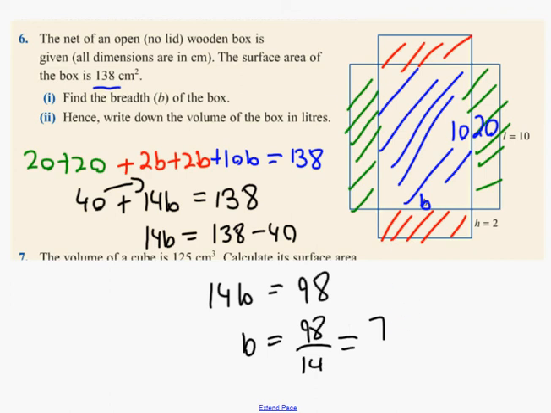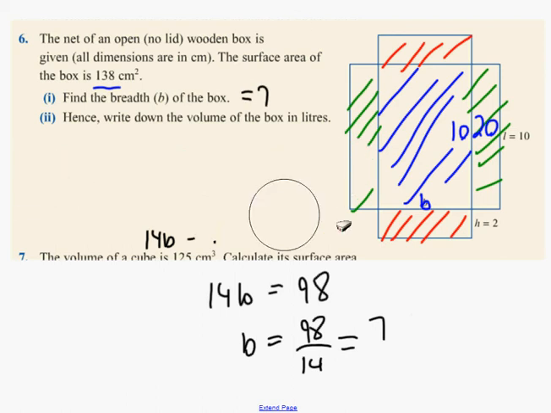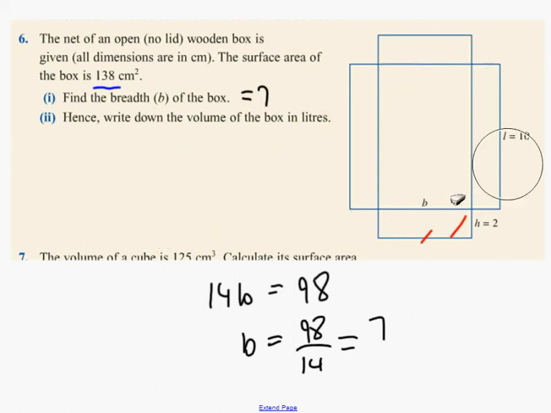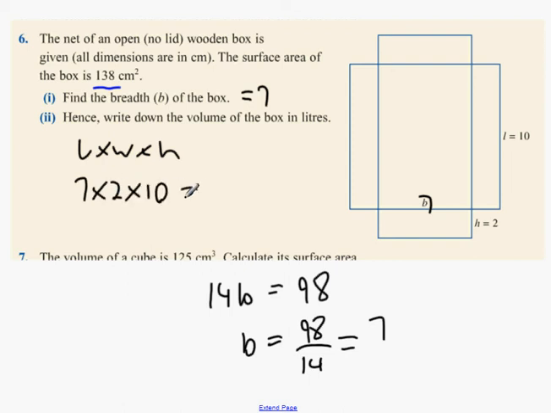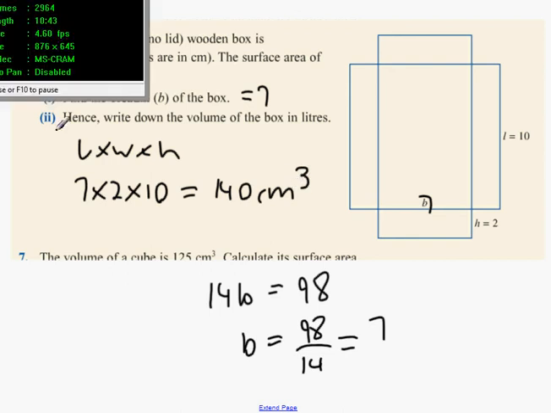So B equals 7. Now that you know that B equals 7, what is the length by breadth by height of the box? You want the volume. Volume equals length by width by height. So how do you do it? 7 by 2 by 10. 7 by 2 by 10? 140. 140 centimeters cubed. Okay.